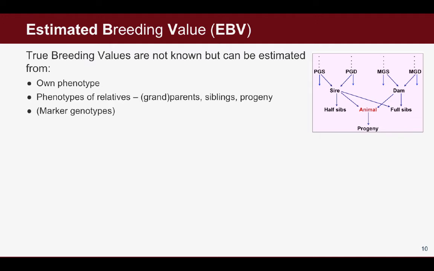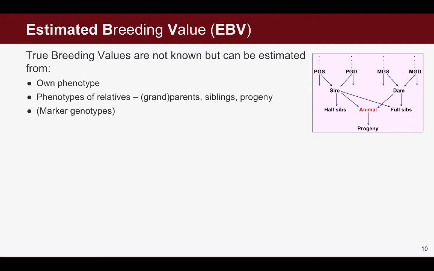share alleles. For example, if an individual has progeny with high phenotypes, then it's likely that the individual has passed on good alleles to its progeny and therefore has a high breeding value. Also, if the full sibs of an individual have high phenotypes and therefore likely high breeding values, then the individual likely also has a high breeding value because the individual shares alleles with its full sibs.